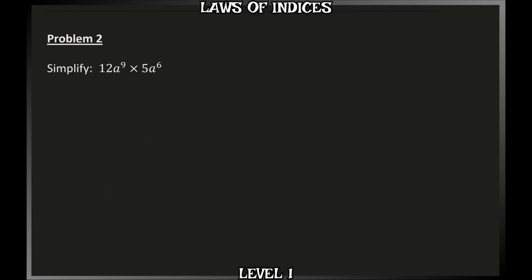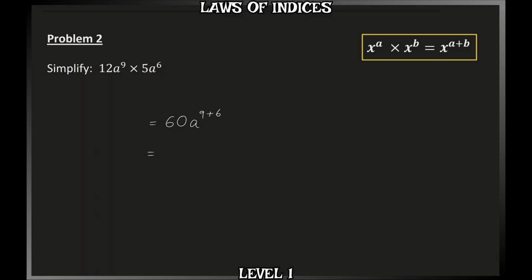In problem 2, we're simplifying 12a to the power of 9 multiplied by 5a to the power of 6. Since we're multiplying indices here, we're going to use this law, which tells us that when we multiply, we need to add the powers. Starting with 12 times 5, that gives us 60. And a to the power of 9 multiplied by a to the power of 6 becomes a to the power of 9 plus 6. Since 9 plus 6 is 15, we have 60a to the power of 15 as our final answer for problem 2.